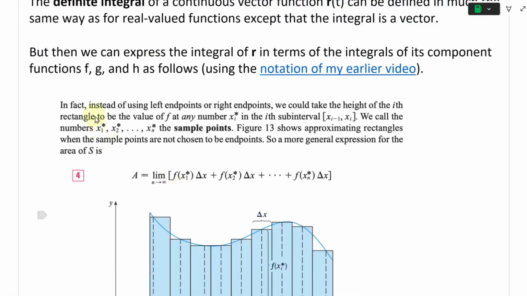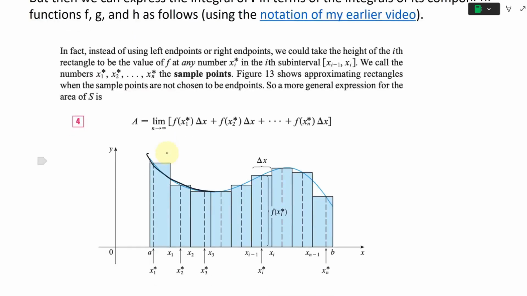Using the notation of my earlier video on integrals and areas under the curve, I want to bring this up because of the notation for the sample points, this part right here. If we had a curve like this, the whole idea of integrals is you find the area under it with a geometric shape, here a rectangle, where the height of the rectangle is given by the sample point x1 star. It doesn't need to be the endpoint, it doesn't need to be x1, it doesn't need to be x2.